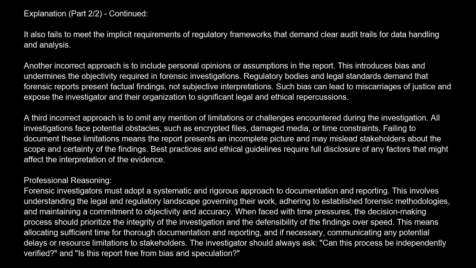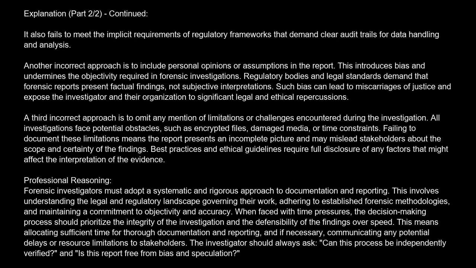Failing to document these limitations means the report presents an incomplete picture and may mislead stakeholders about the scope and certainty of the findings. Best practices and ethical guidelines require full disclosure of any factors that might affect the interpretation of the evidence. Professional reasoning.